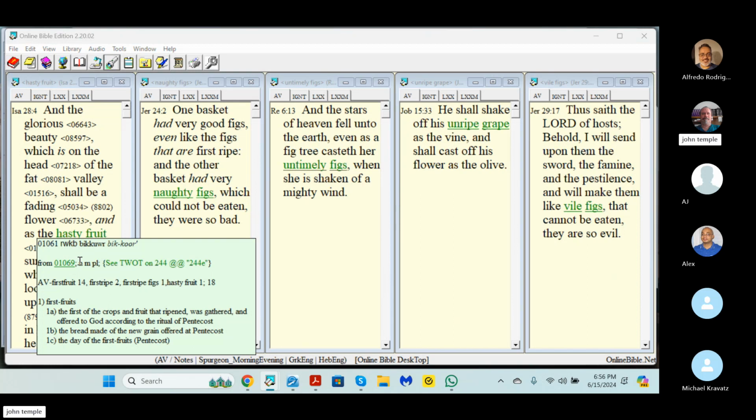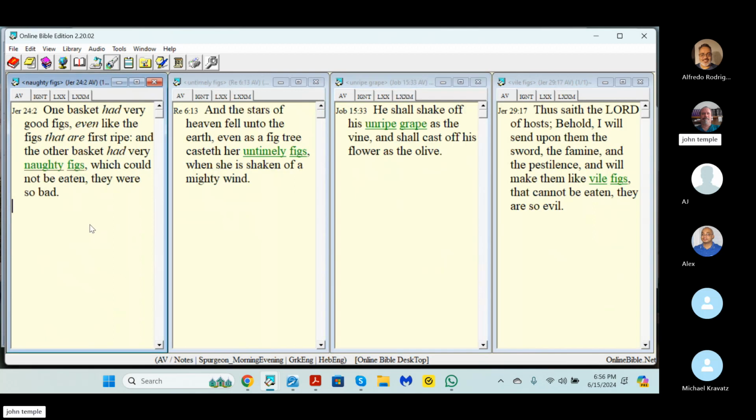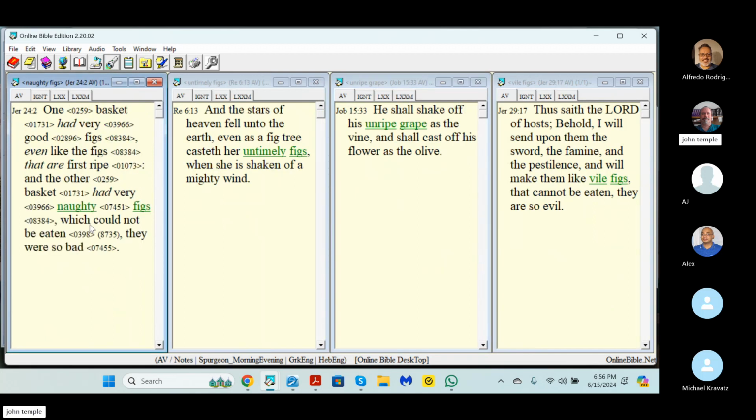Okay, I wanted to get into that. I keep jumping into that, but we'll save that for another day. Or we might get into it later. And then the naughty figs, with Jeremiah 24:2, talks about the Proimos, 4406. I'd have to look in the Septuagint for that, but I don't want to do that right now.